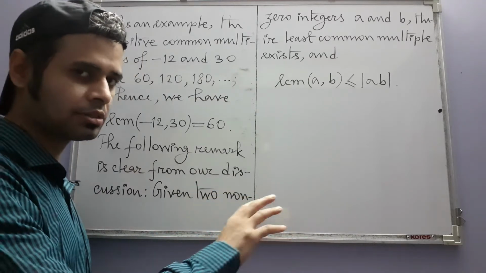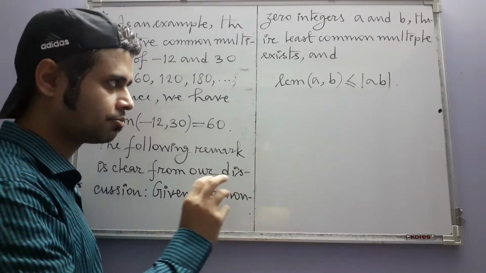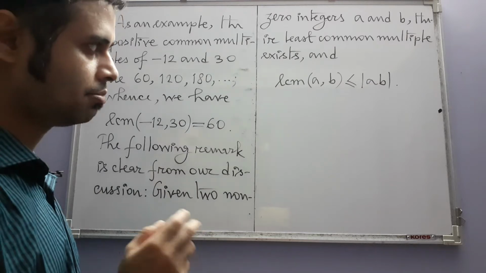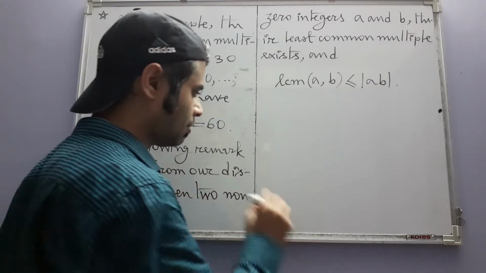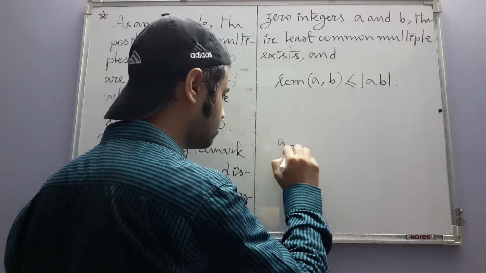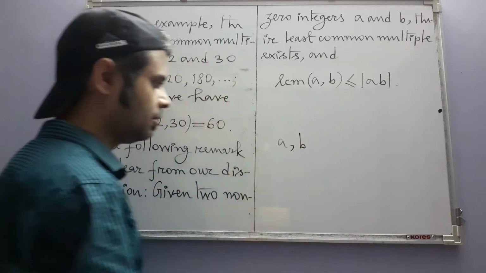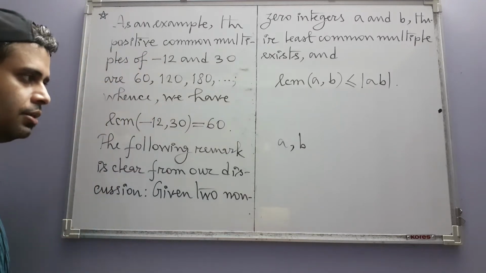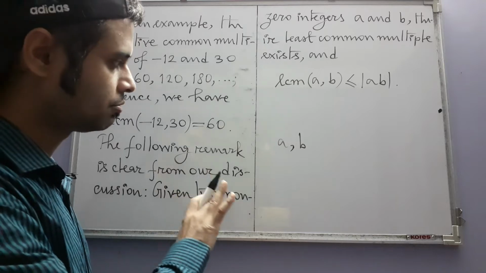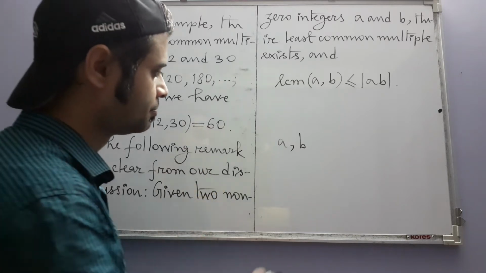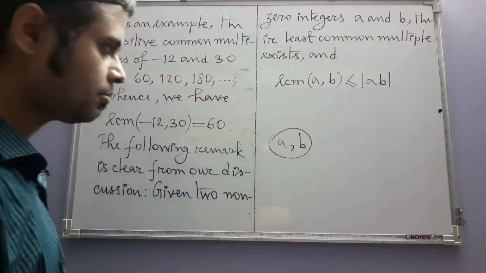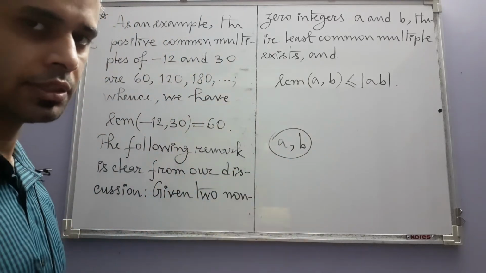There is of course one exact relationship which will help us calculate the LCM if we know the GCD, but even before that, I want to draw your attention to this fact. Say you have two integers A and B. Now we are going back to the notion of GCD for a moment, at least one of which is non-zero. Then we have the definition of GCD.